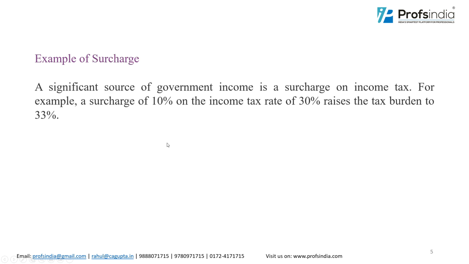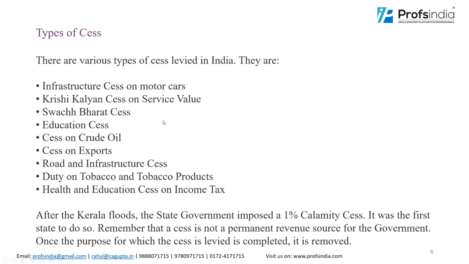Taking an example of surcharge, a significant source of government income is a surcharge on income tax. For example, right now a surcharge of 10% on the income tax rate of 30% raises the tax burden to 33%. Currently, the surcharge is applicable on income tax for those people whose income is above 50 lakhs. So, to increase the tax rate, surcharge is levied without any specific cause, and it goes to the Consolidated Fund of India for the purposes as the union government may deem fit.